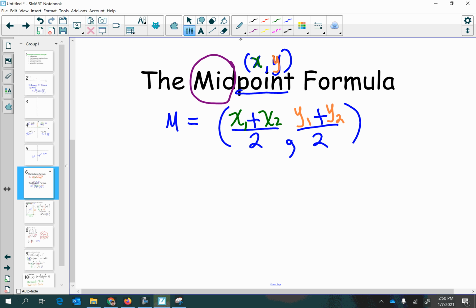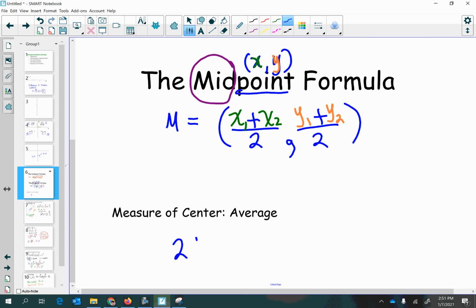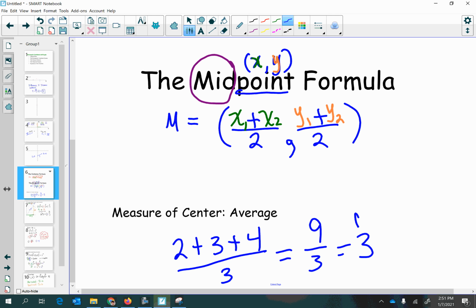So another type of measure of center that you may be familiar with is called the average. So let me do a little pop quiz here. 2 plus 3 plus 4. How do I find the average of those numbers? You add them together and you divide by how many numbers you have, right? So 2 plus 3 is 5, plus 4 is 9, so 9 divided by 3 equals 3. So the average of the numbers 2, 3, and 4 is 3, of course.